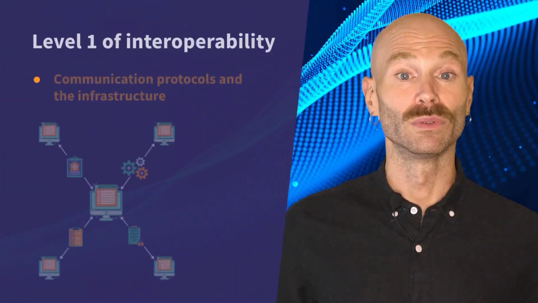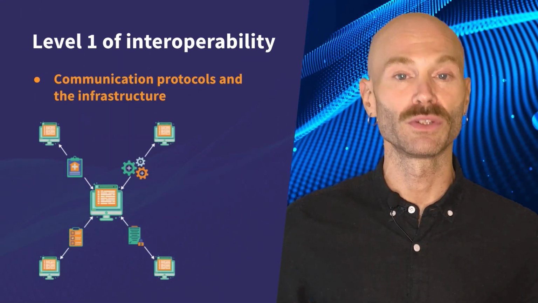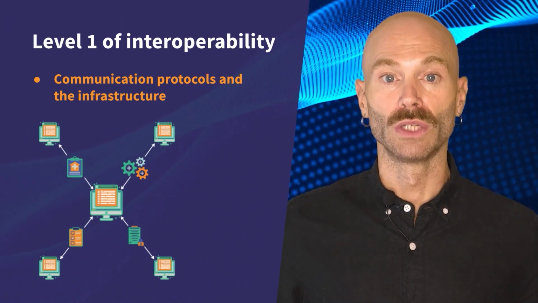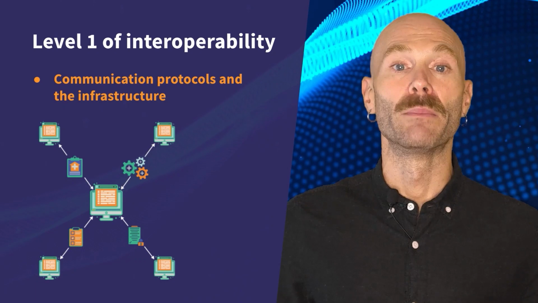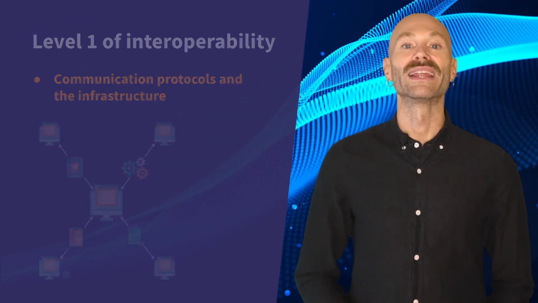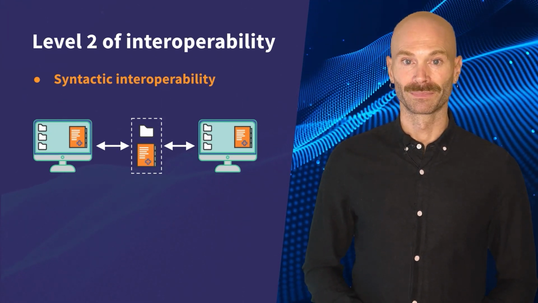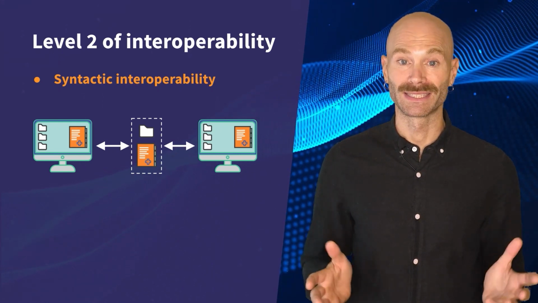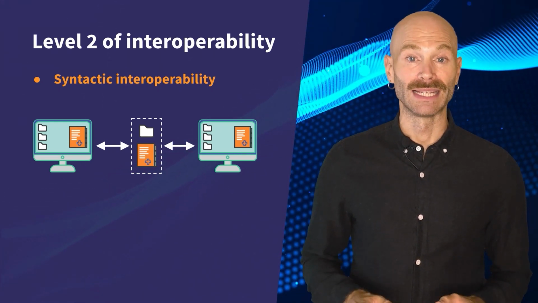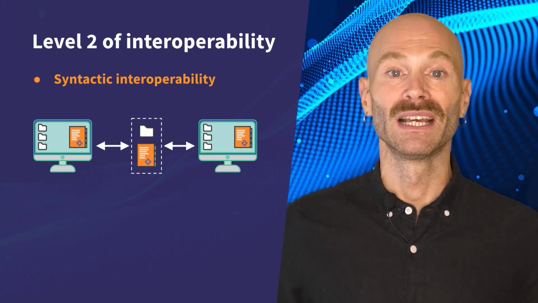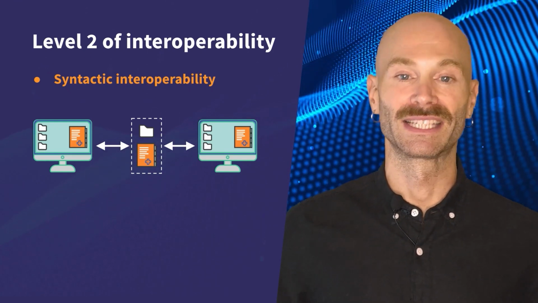We can identify 4 levels of interoperability among health information systems. The lowest level is associated with communication protocols and the infrastructure needed for those protocols to operate, enabling machine-to-machine communication. The next level up is about achieving syntactic interoperability. How can a clinical decision support system exchange and manipulate data from electronic health records? The answer is by understanding the format and structure of the data exchange.